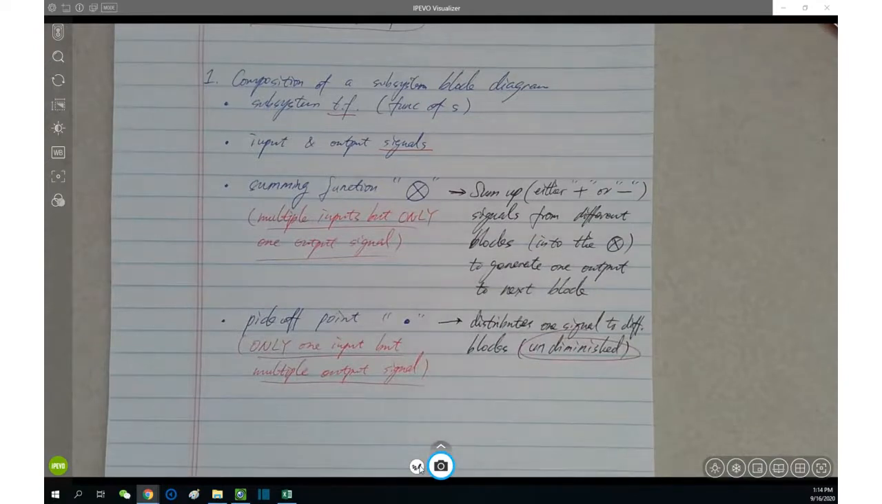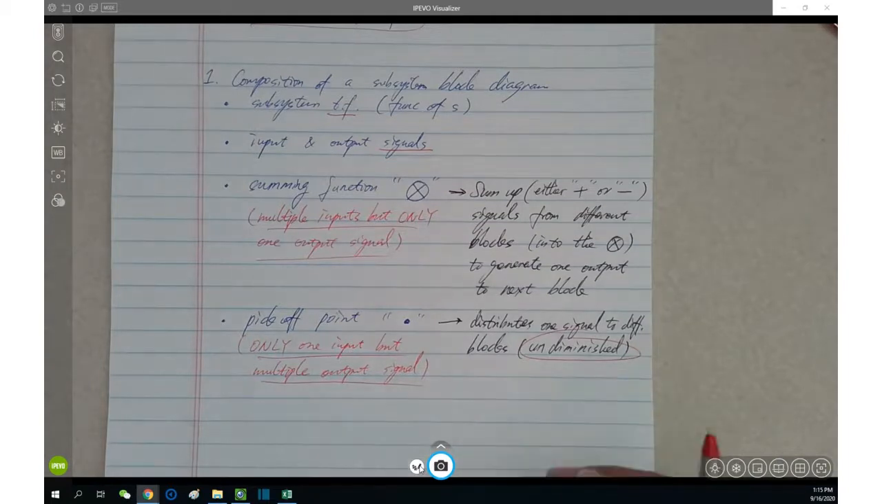All right. Does it make sense? A summing junction, of course, sums multiple signals together and comes up with one unique result. A pickoff point is one single signal that is distributed to different places, right? Different blocks. So the output is going to be multiple, right? Be very careful.